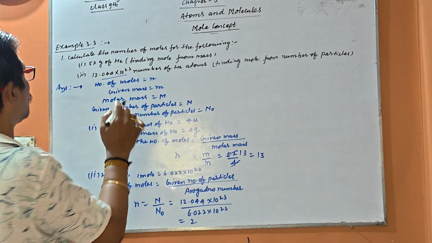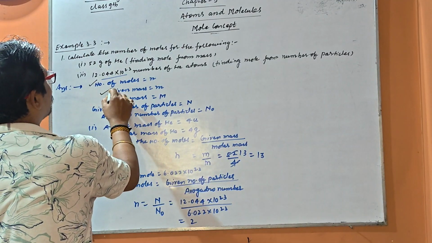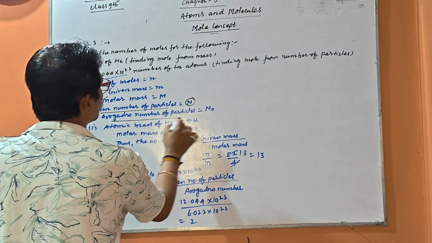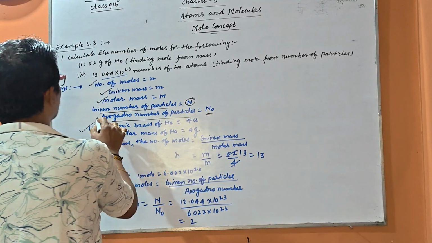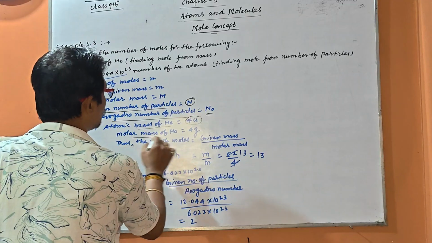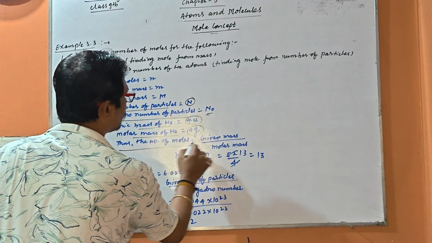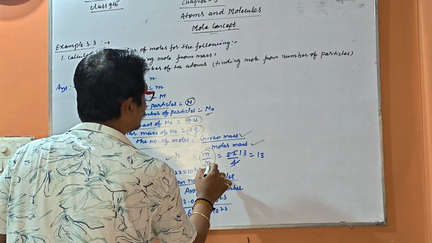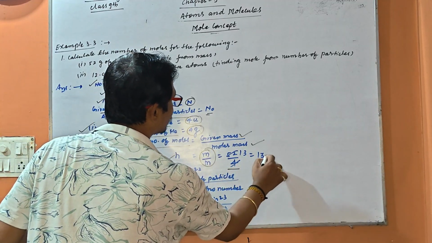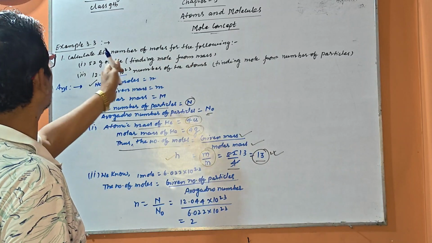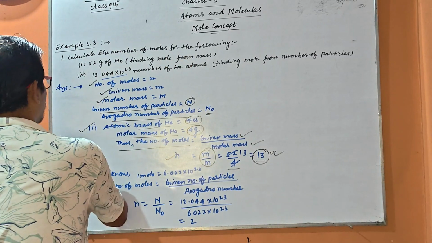Calculate the number of moles for the following. Number of moles is equal to n, given mass equal to m, molar mass equal to M. Given number of particles is equal to N, Avogadro number is equal to N0. So the first one, 52 gram of He, atomic mass of He is equal to 4 u, molar mass of He is equal to 4 gram. That's the number of moles, given mass by molar mass. n is equal to m by M, 52 by 4, that is 13 is your answer. So the number of moles in He is 13.